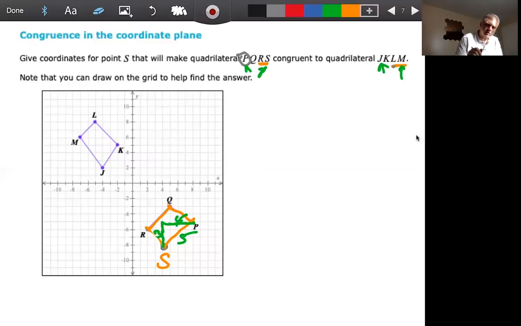All right. So when you put it on the grid, that's where it's going to be. Okay, right there. And it doesn't ask you to name the coordinates, but you obviously could if you just count them. I mean, it's what, 4, -8? If they asked you for it, but they didn't.